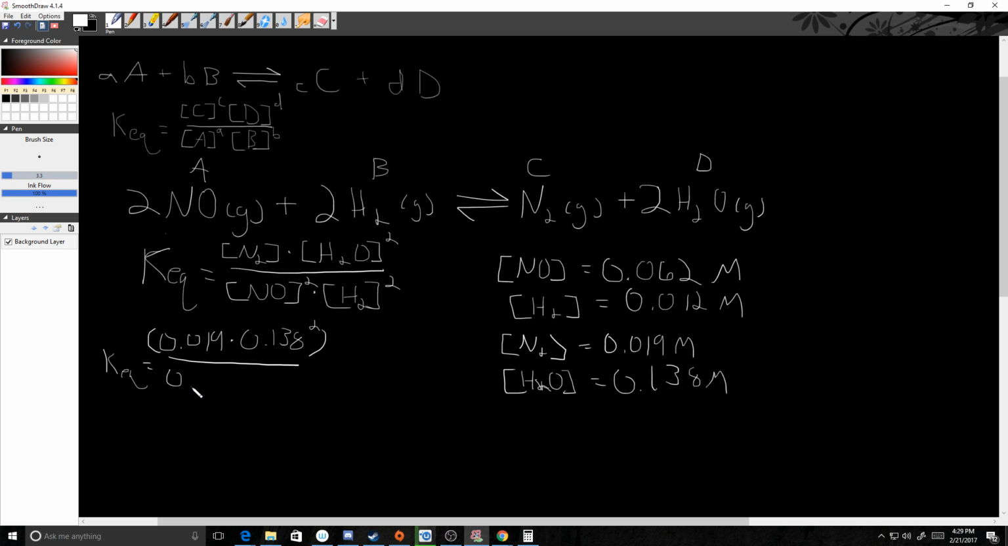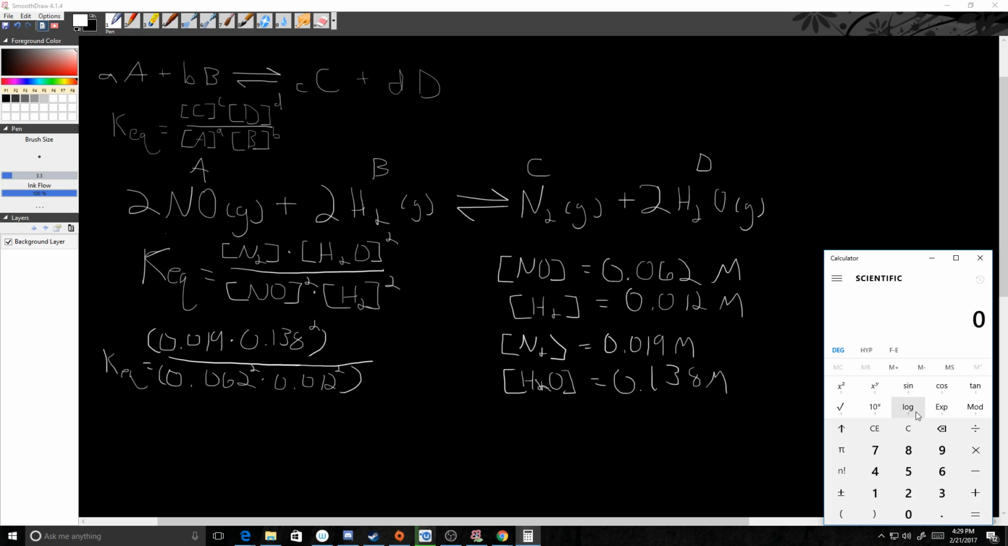So 0.062, that's also raised to the second power. We better parenthesize the bottom as well, times the concentration of the H2, which is 0.012. That one's also squared. So I know the math I need to do. Now I just need to actually grab a calculator and plug this stuff in.